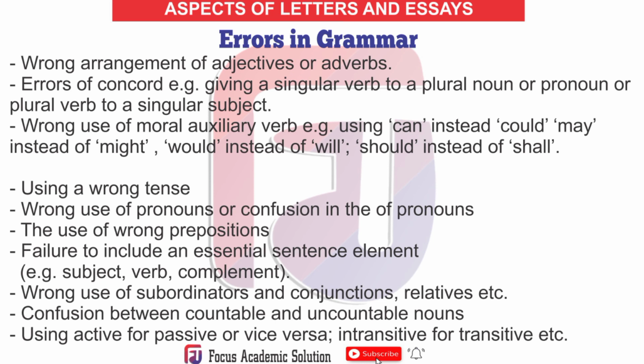Okay, we are still on aspects of letters and essay, and we are under mechanical accuracy. The first area to be considered in mechanical accuracy is errors in grammar. Wrong arrangement of adjectives or adverbs. Errors of concord, e.g., giving a singular verb to a plural noun, or a plural verb to a singular subject. Wrong use of modal auxiliary verbs, e.g., using can instead of could, may instead of might, would instead of will, should instead of shall.